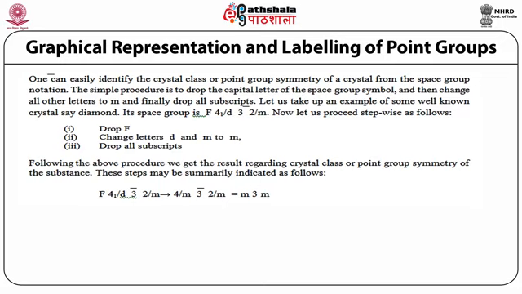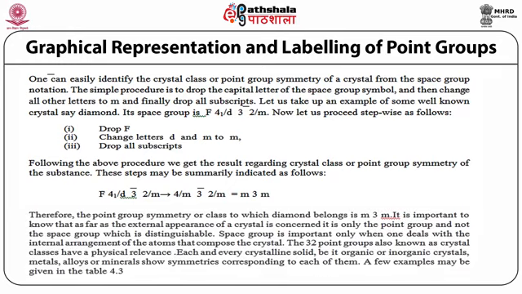...which is equal to m 3 m. Therefore, the point group symmetry or class to which diamond belongs is m3m. It is important to know that as far as the external appearance of a crystal is concerned, it is only the point group and not the space group which is distinguishable. Space group is important only when one deals with the internal arrangement of the atoms that compose the crystal.